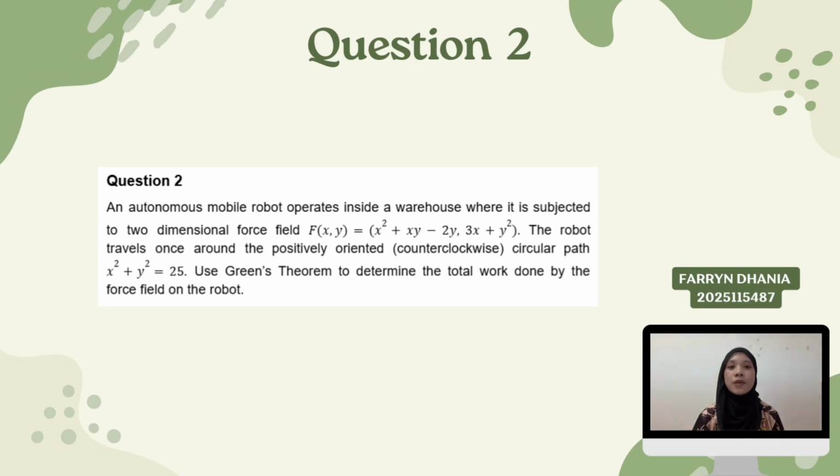Next, I will explain question 2. In this question, an autonomous mobile robot moves inside a warehouse where it is influenced by a two-dimensional force field.